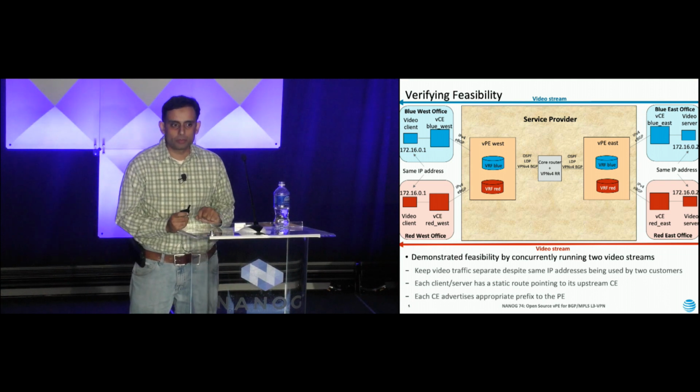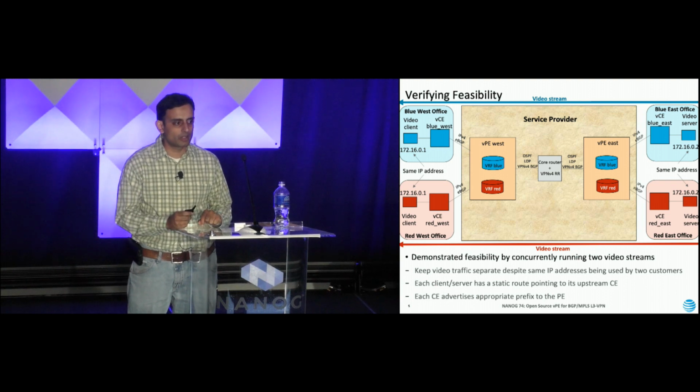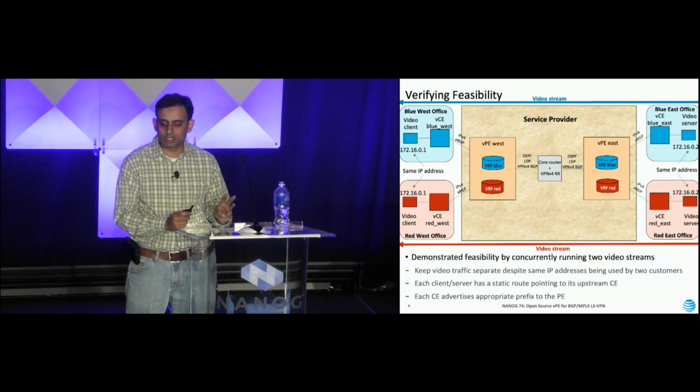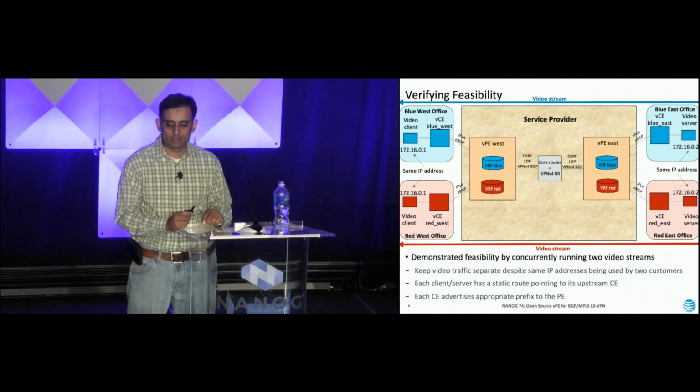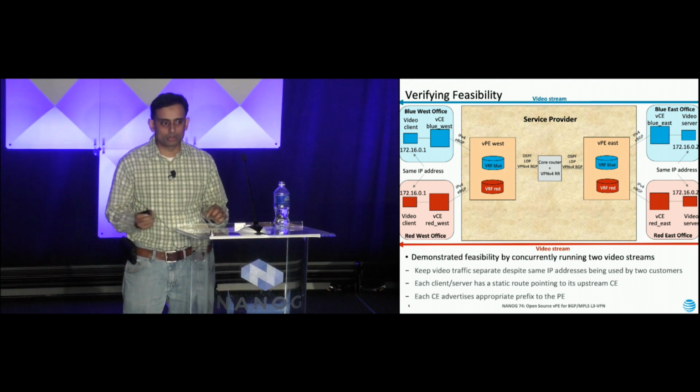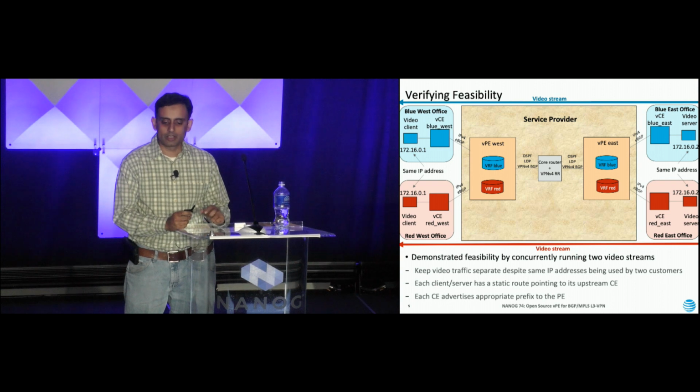So this is what the picture looks like of the testbed that we used for verifying feasibility. In the middle is a service provider. I bet this is the smallest service provider that any of you have seen in your life. It has only 3 routers, 2 PEs which are interconnected by a core router. And the core router doubles up as the VPNv4 route reflector as well. Inside the core we use OSPF and LDP for connectivity between VPEs.